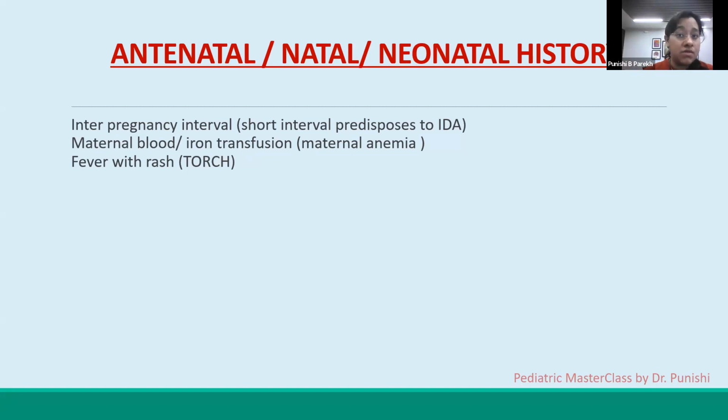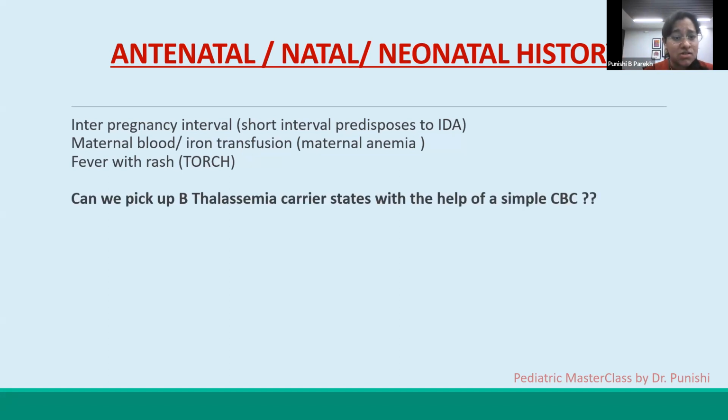Third one is fever with rash. So your TORCH infections can also present with rash, anemia, hepatosplenomegaly. So you need to ask for history of fever with rash in the first trimester predominantly for TORCH infections. So this is just a practical question as to whether we can pick up beta thal carrier states with the help of a simple CBC.